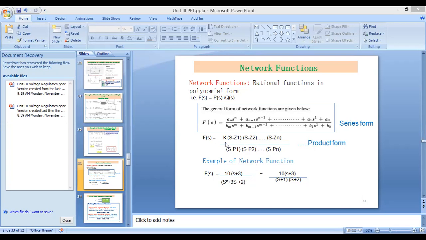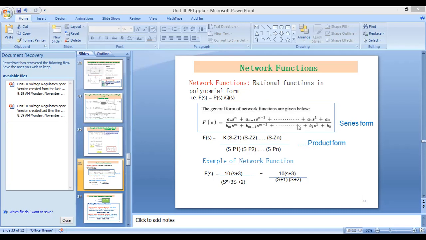K is a constant term. We have the rational function, which is in the form of P by Q, where Q is not equal to 0. Here we are writing f of s in the form of a ratio, where the polynomial from a_n s to the power n up to a0 is the numerator, which we call p of s. And q of s is not equal to 0, so we call this function the rational function.